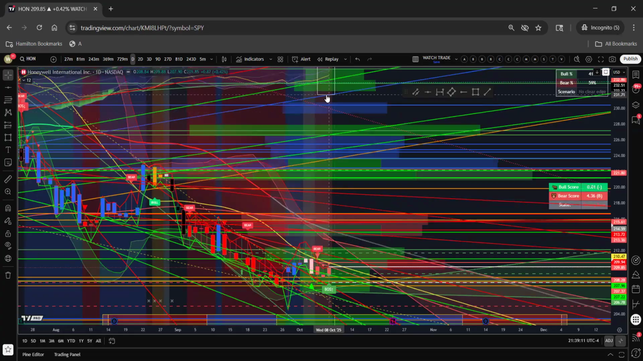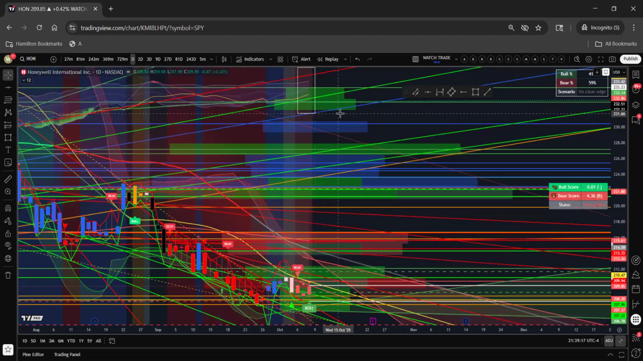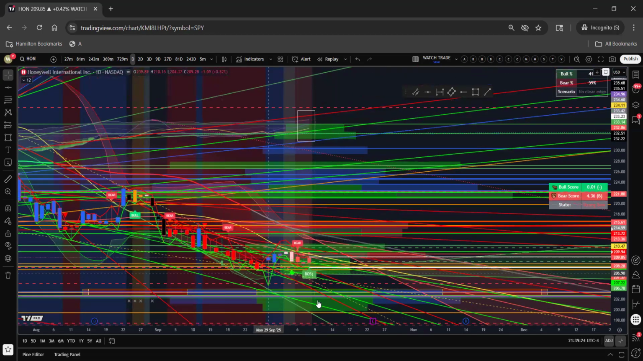I believe Honeywell is worth 231 based on this chart. So if you're a long-term investor, buying Honeywell at 209 is a no-brainer if you are interested in Honeywell, and then you can get 20 points per contract or per stock, depending on if you want to buy the stock, the asset itself.